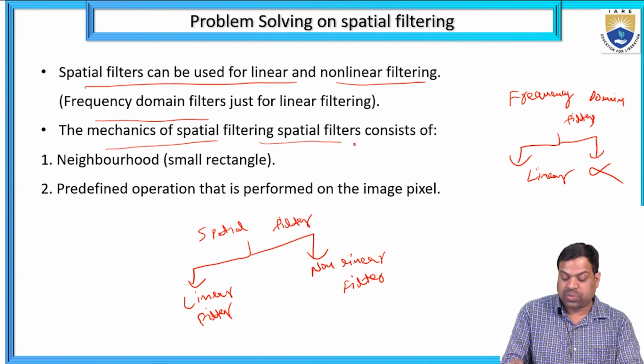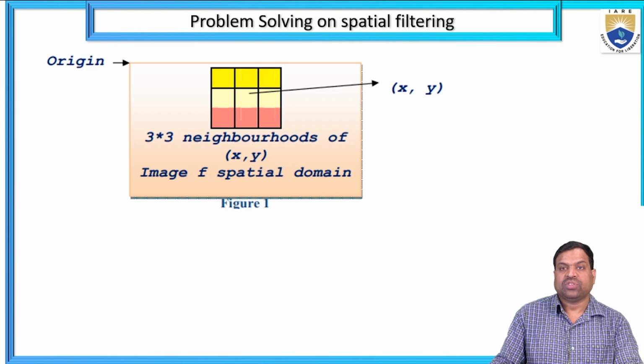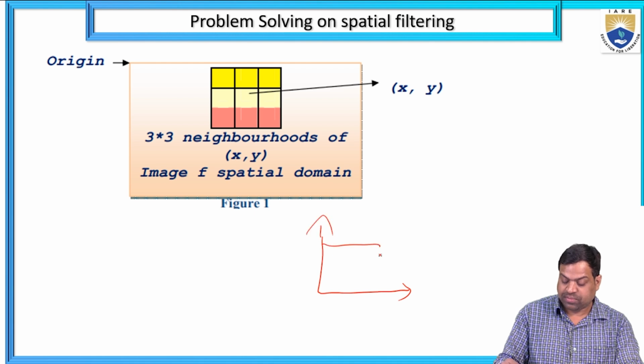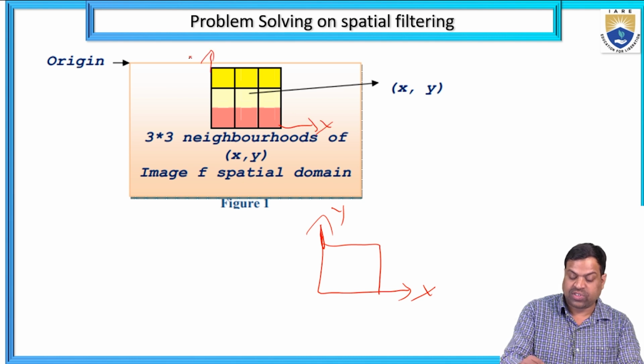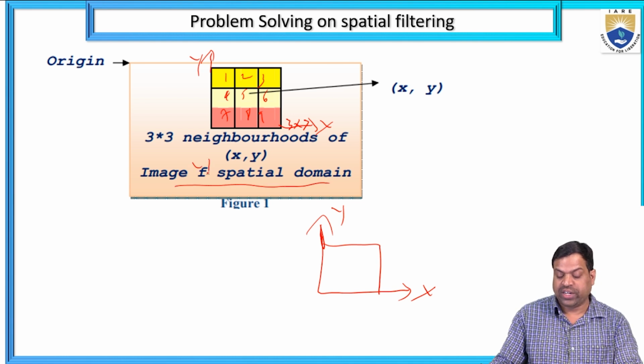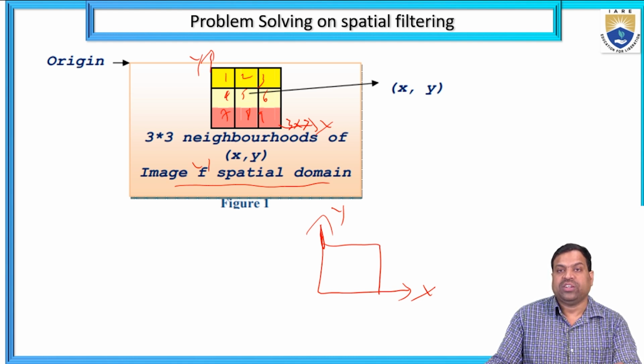So the mechanics of spatial filtering. A spatial filter consists of a neighborhood, a small rectangle, and a predefined operation performed on the image pixel. So what are the origins? Suppose I am taking one image, with its x and y axes. Here also there are x and y axes of the image. How many pixels are there? It is a 3x3 neighborhood of the pixel. This is the image f with a spatial domain filter, one sample. x and y are the coordinates, and pixels 1, 2, 3, 4, 5, 6, 7, 8, 9. So 3 by 3 neighborhood pixels are there, and it is the origin.